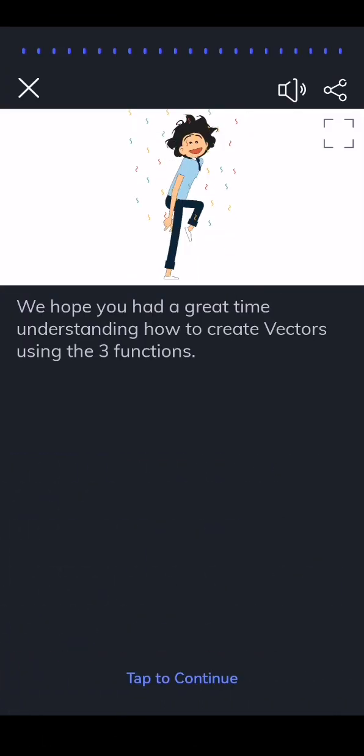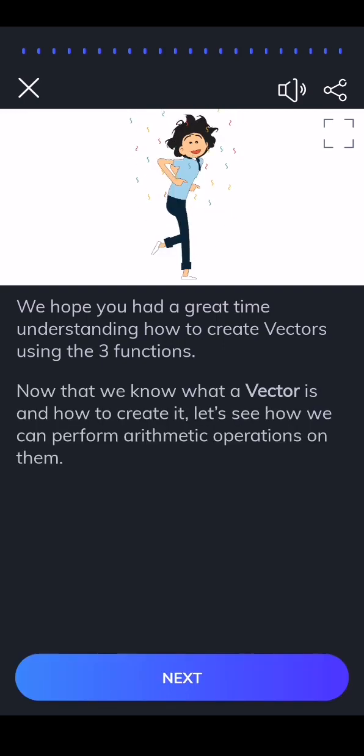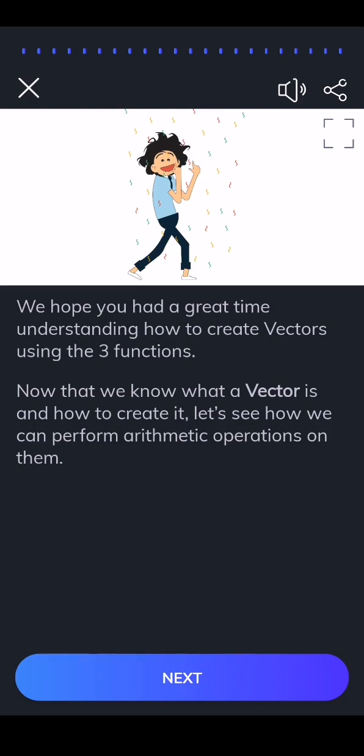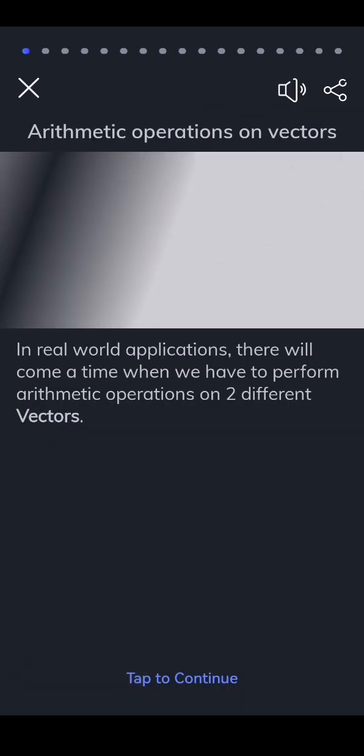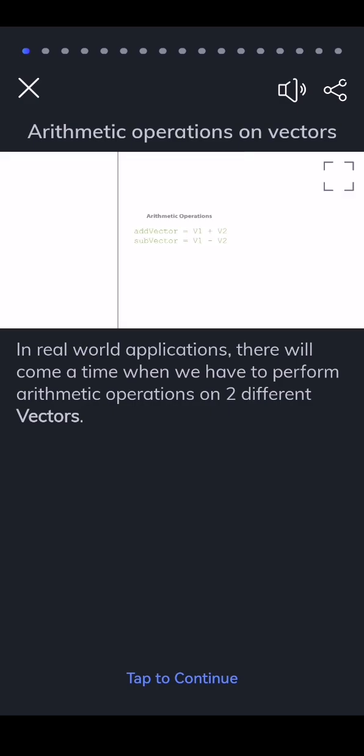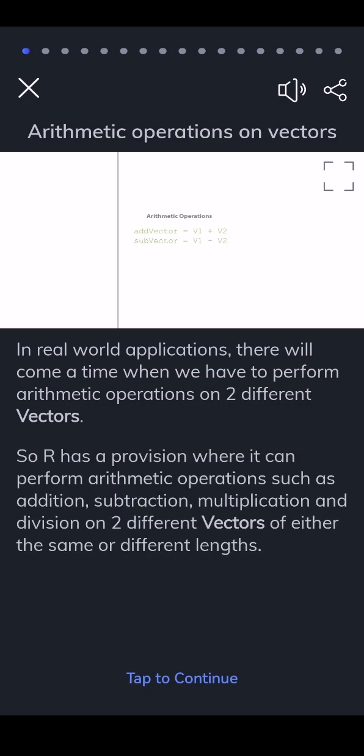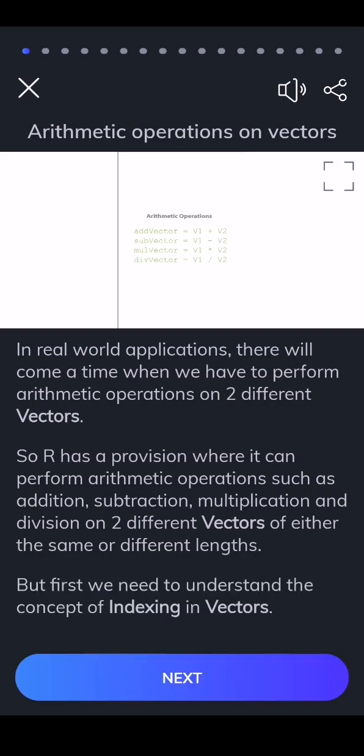We hope you had a great time understanding how to create vectors using the 3 functions. Now that we know what a vector is and how to create it, let's see how we can perform arithmetic operations on them. In real-world applications, there will come a time when we have to perform arithmetic operations on 2 different vectors. So R has a provision where it can perform arithmetic operations such as addition, subtraction, multiplication and division on 2 different vectors of either the same or different lengths. But first we need to understand the concept of indexing in vectors.